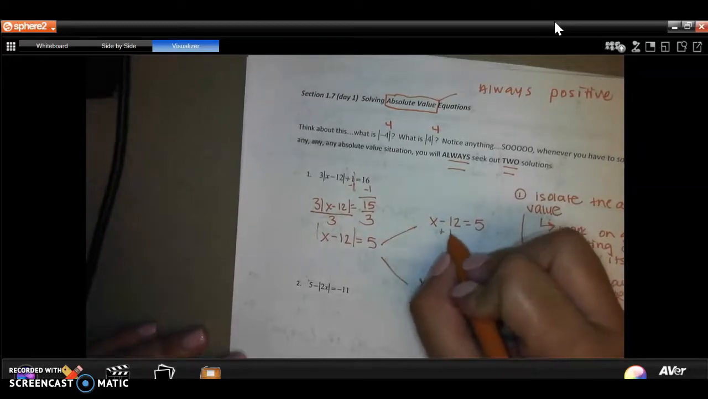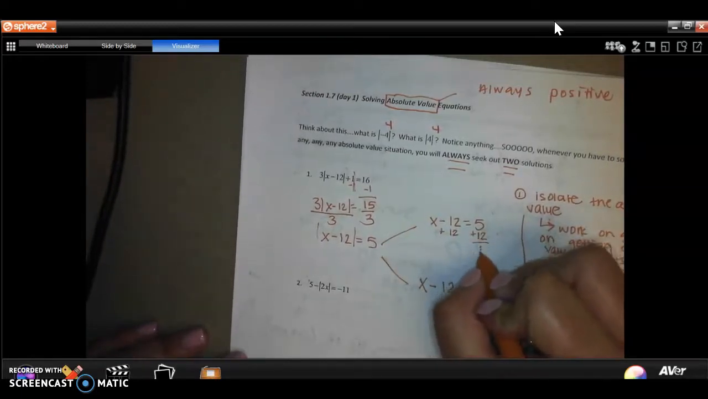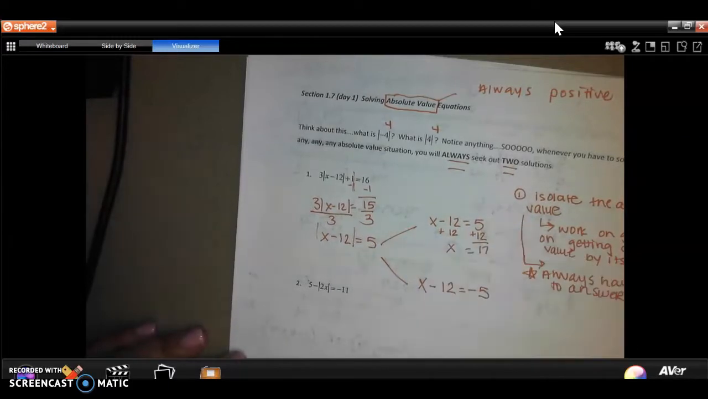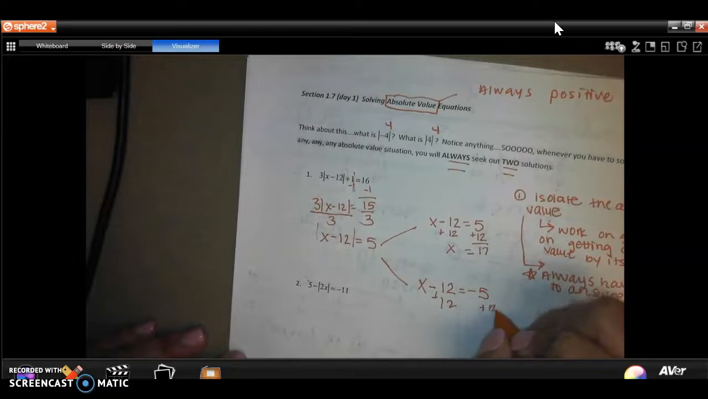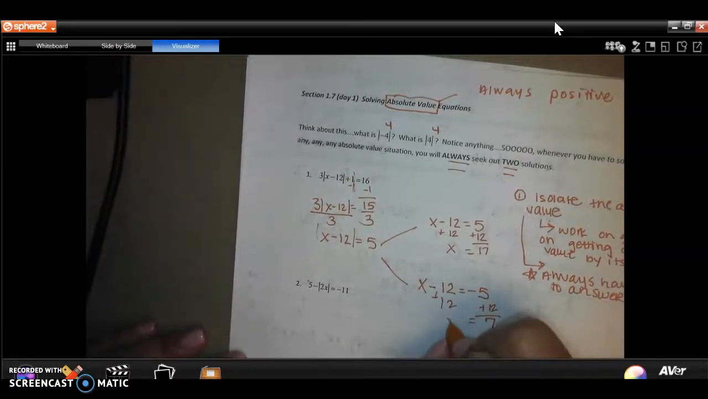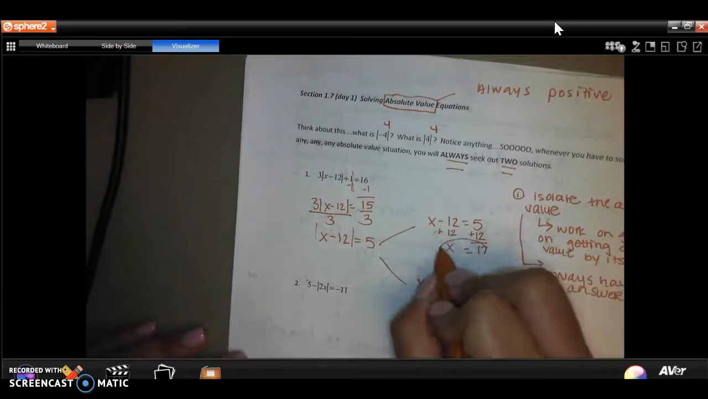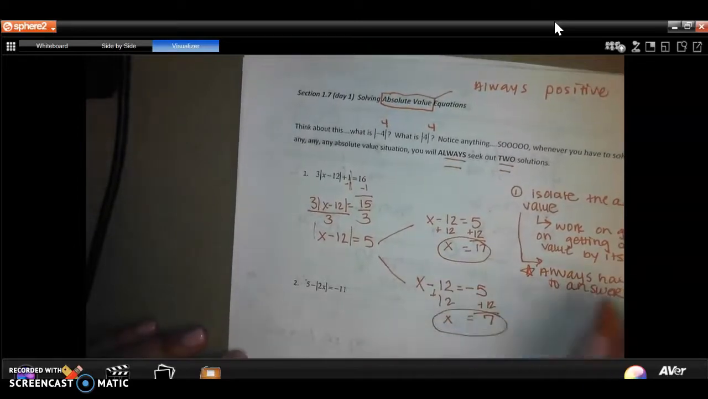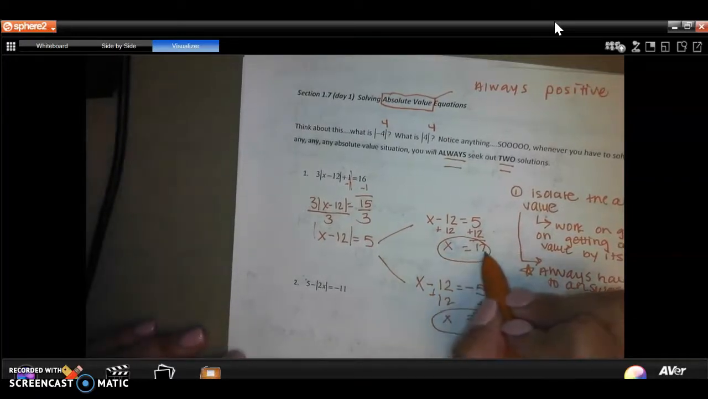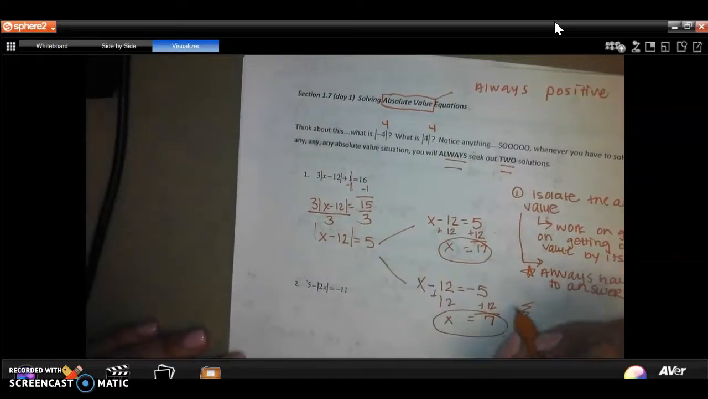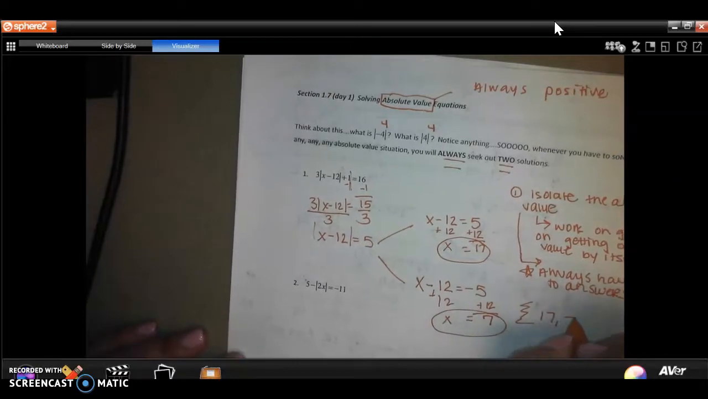So let's go ahead. We know we add 12 both sides. 17 is equal to x. Great. What about this one? Well, I'm going to add 12 both sides. Okay, we get 7 equals x. All right, so we have two answers. Well, Ms. Swiderski, how do I write these? Okay, you could say x equals 7 or x equals 17 to make this statement true. Or we can say 17 comma 7. That will work as well.